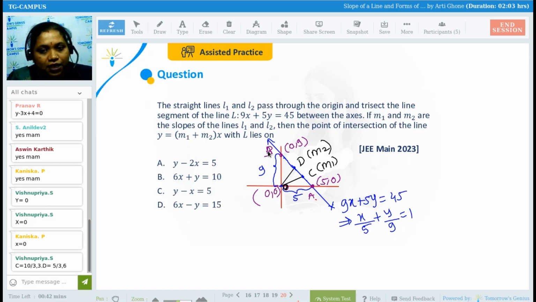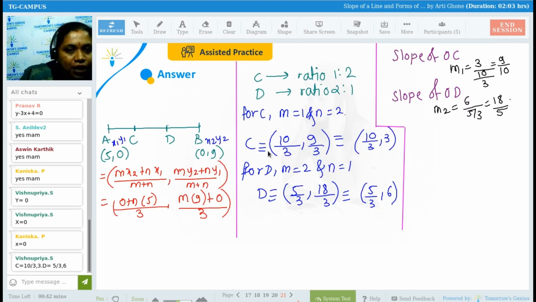M2 times x, which is intersecting with the point of intersection of line L. So, that is the point we have to generate. Now, how to find the point of intersection of any two lines? Anyone?